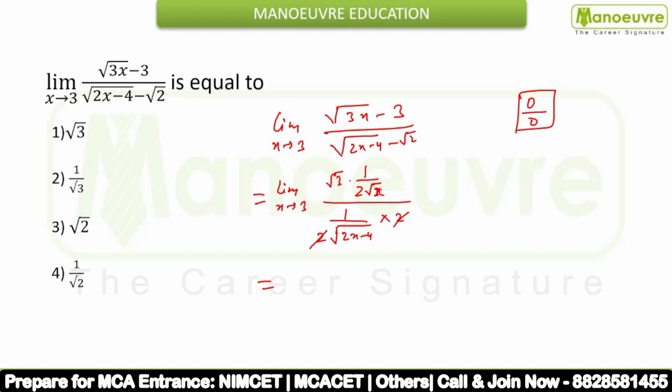When you put the value 3, you will get root 3 by 2 root 3 upon, here you will get 1 upon root 2. So root 3 and root 3 cancel, 1 upon 2 into root 2 by 1. This value you will get is 1 upon root 2. So the correct option is the fourth one.